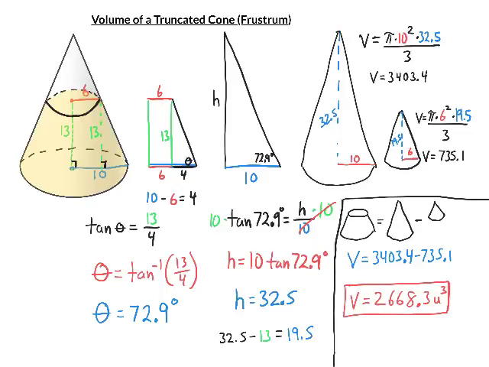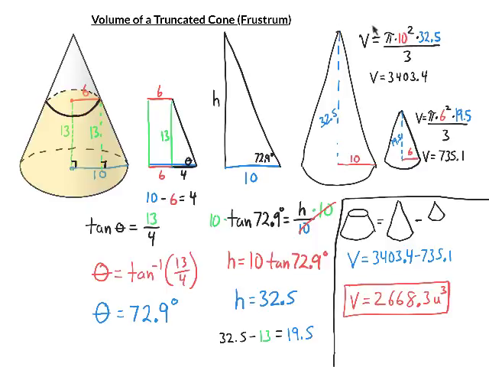Anyway, so how did I get this 19.5? Well, if the full thing all the way up is 32.5, and if this is 13, wouldn't this be 19.5? I did the math here. 32.5 minus 13 is 19.5. So the small cone on top is this height. This is the height of the whole large cone.